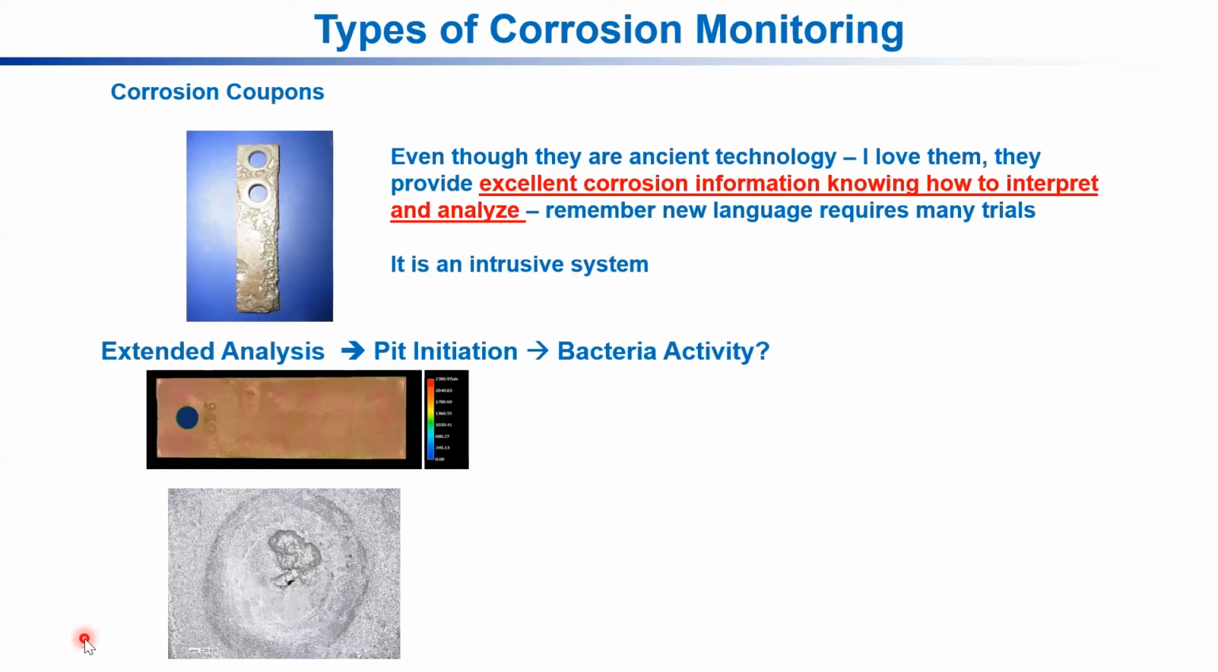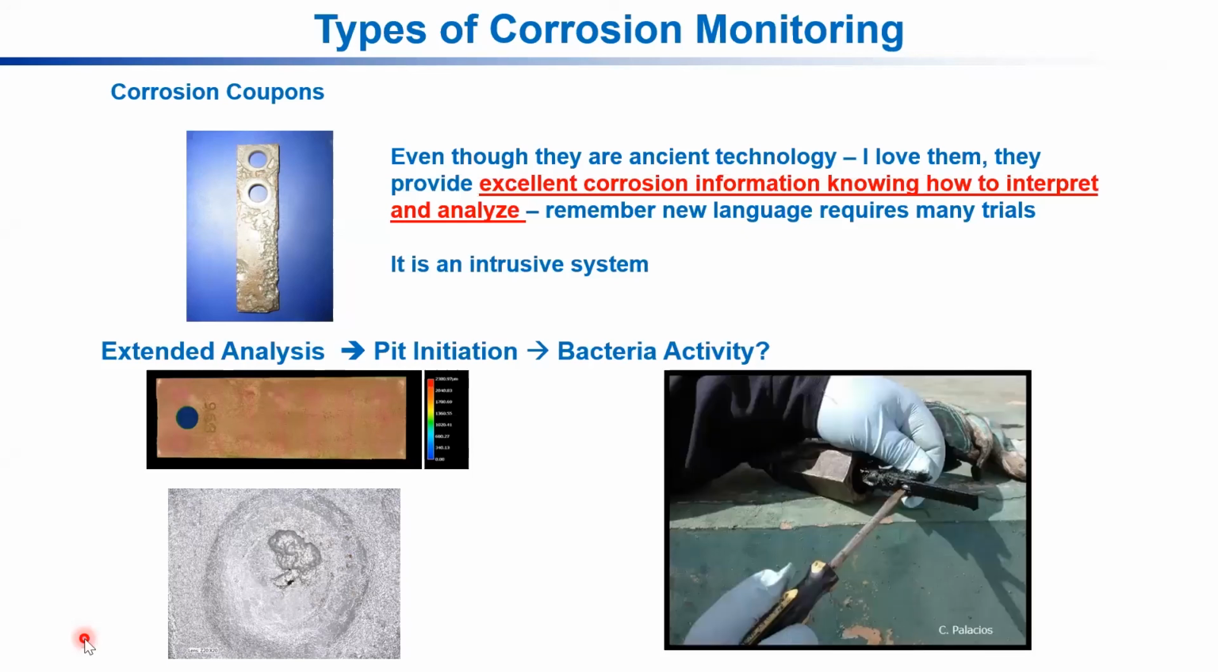And then it can give you pit initiation. One operator in Alaska uses pit initiation to determine whether they have bacteria activity or not. How can they say that? Because they have had the experience, they understand the coupons' language, and when they see pitting, they say, okay, I'm having issues with bacteria. So it's all about trending. This is an example where we pull out a coupon with some stuff on it. This stuff, immediately we can test for bacteria, and this would be sessile bacteria.